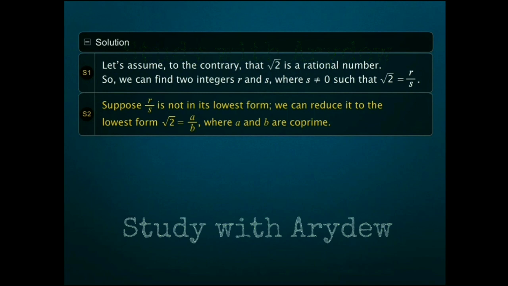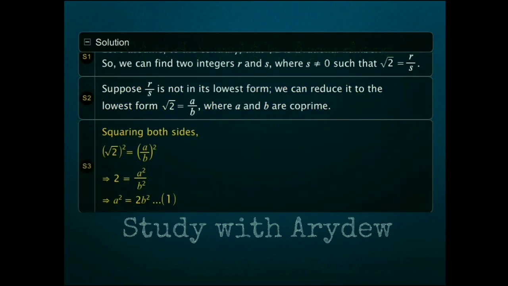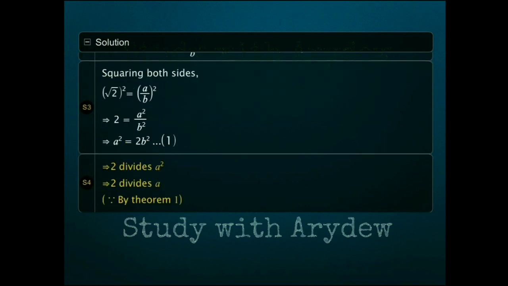Next, suppose r over s is not in its lowest form, that is, r and s have common factors other than 1. We can reduce it to the lowest form, say a over b, where a and b are coprime. Now, squaring both sides and cross-multiplying, we get a squared equals 2 times b squared. Thus, we can say that 2 divides a squared, which implies that 2 divides a by the previous theorem.